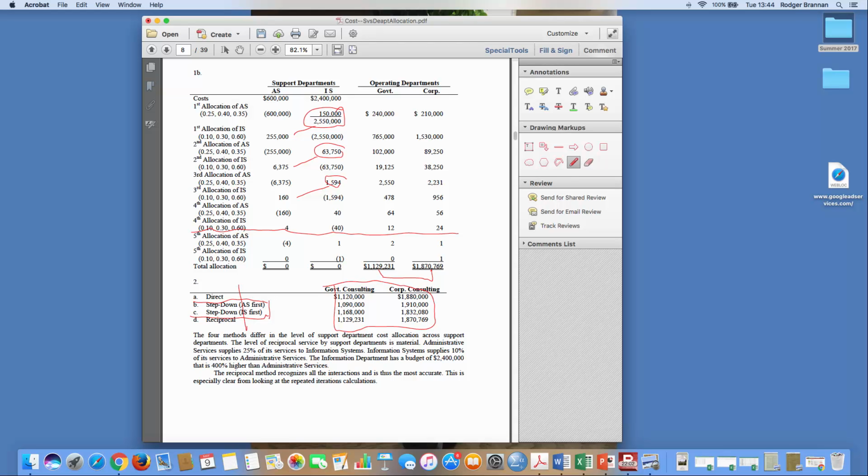And particularly if I have more than two support departments, I don't have the complication of solving something like this, like I would with the reciprocal method, with more than two departments. And I think 75–80% of the companies that do support cost allocation will use the reciprocal method.